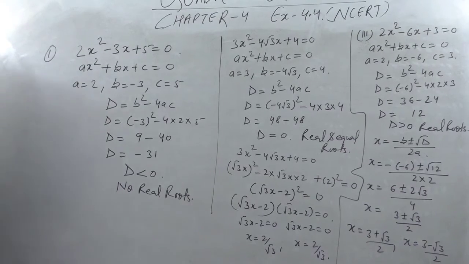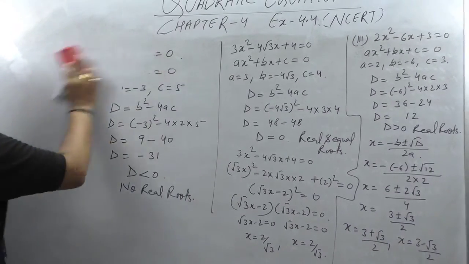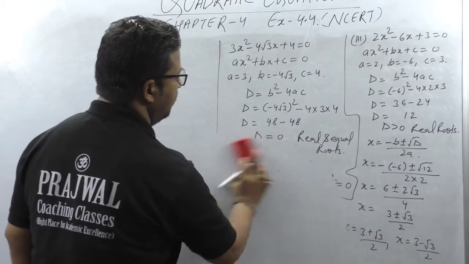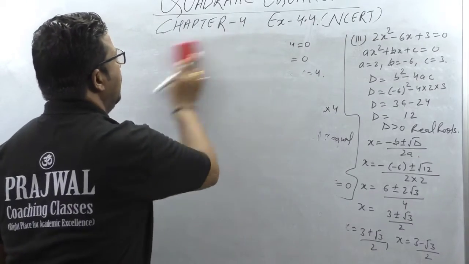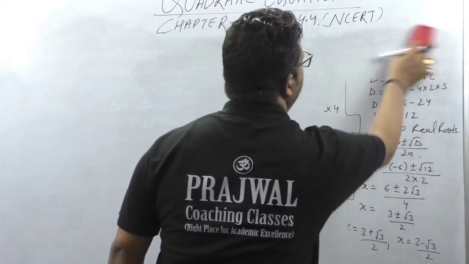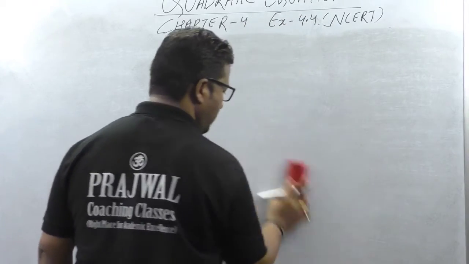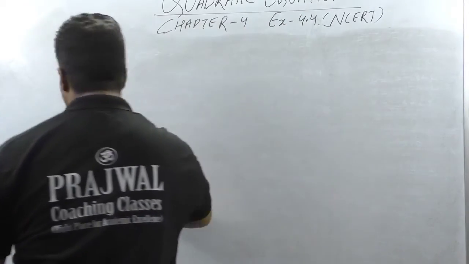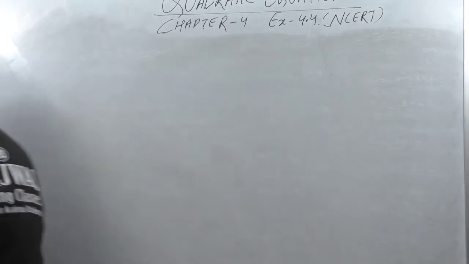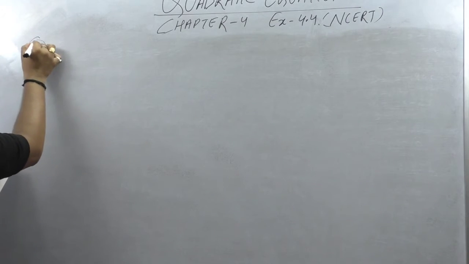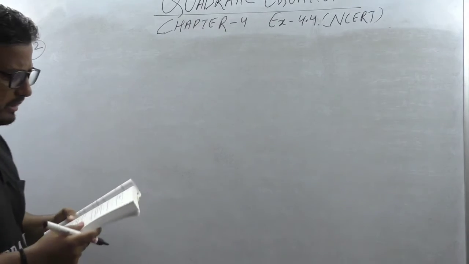Now we can go to question number second. It's very simple. Quadratic equation is a very scoring and easy chapter. Practice it thoroughly, and all the NCERT questions are very important, because in CBSE, NCERT questions are more important. Alright, now if you go to question number second, it is very simple.